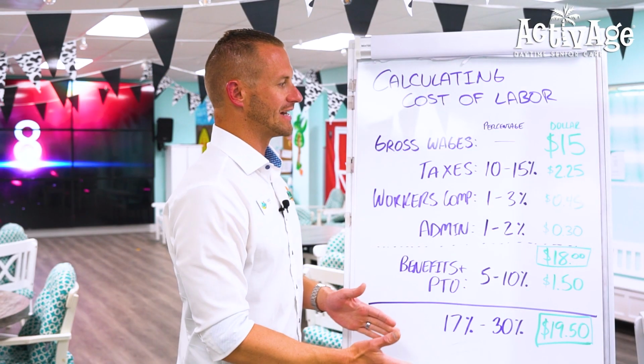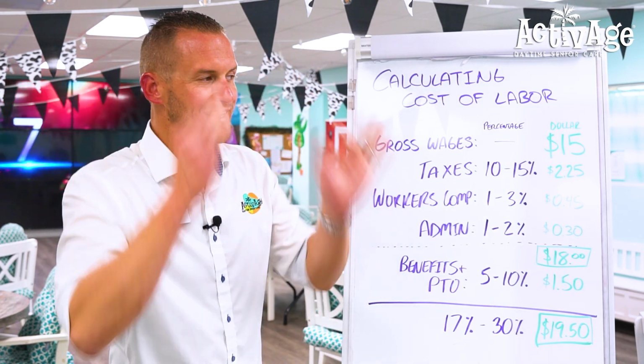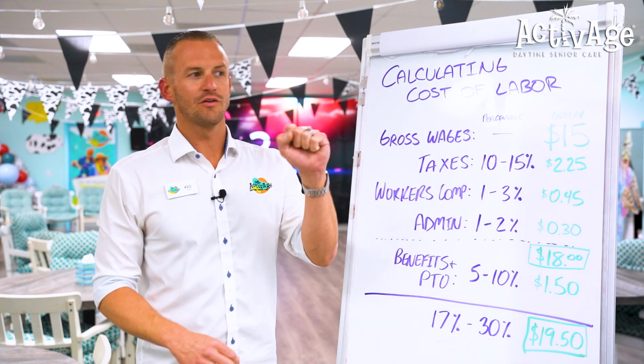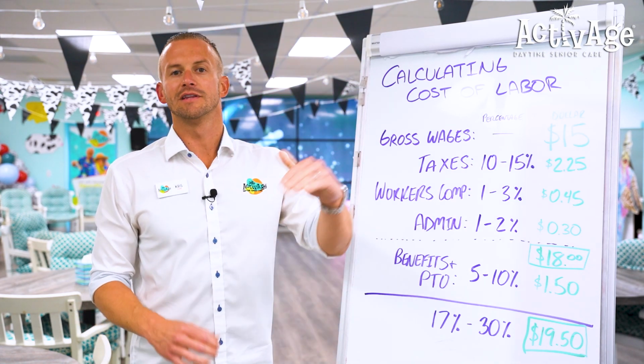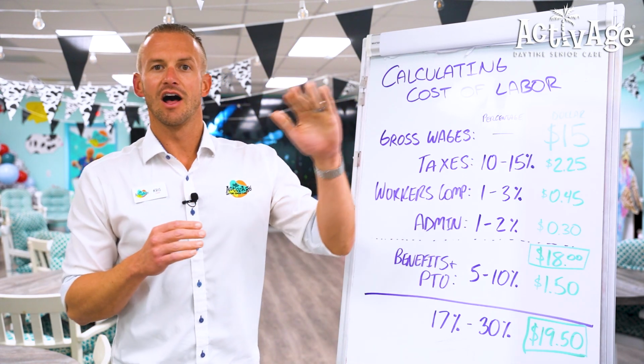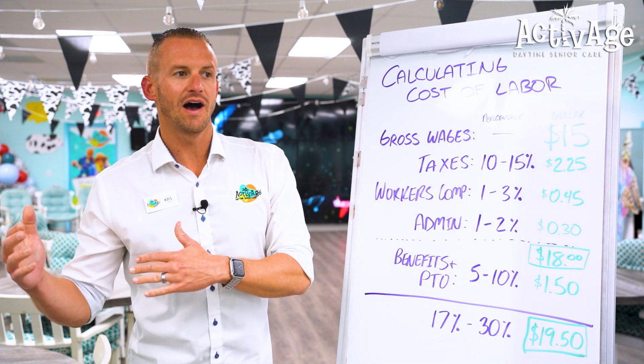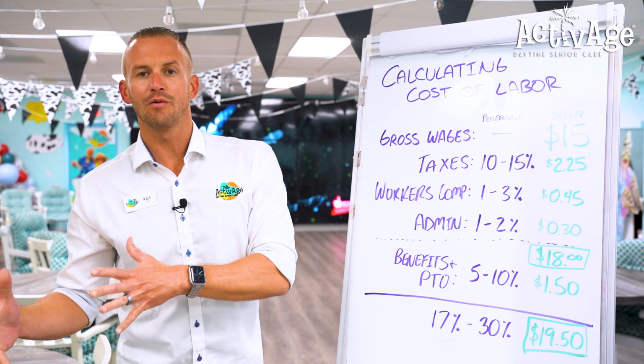I broke this down in an hourly format so you could understand that, yes, I'm gonna pay my caregivers 15. Yes, I'm gonna pay my other member of the team, maybe whatever level that's at, they're gonna make 18. This other level is gonna make 20. My admin might make 22 or 25. Maybe they're on salary, maybe they're hourly.